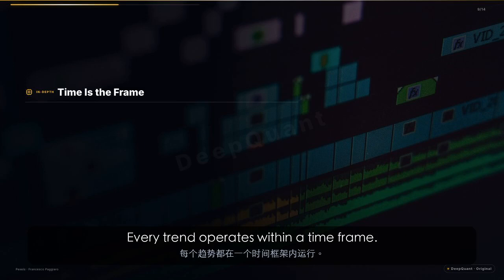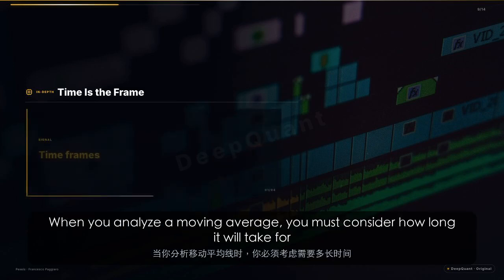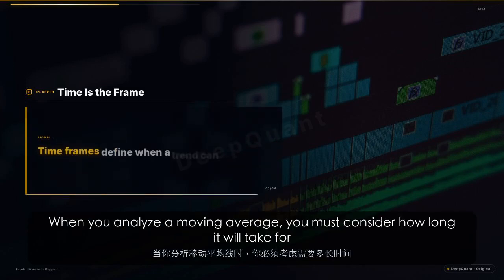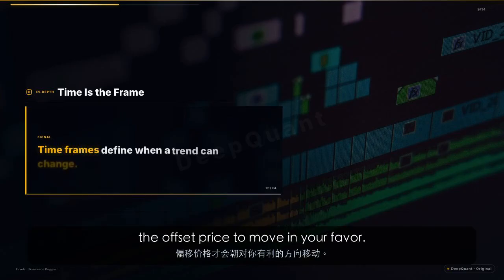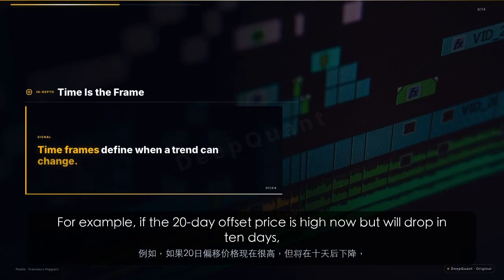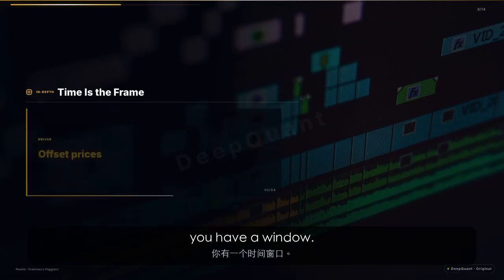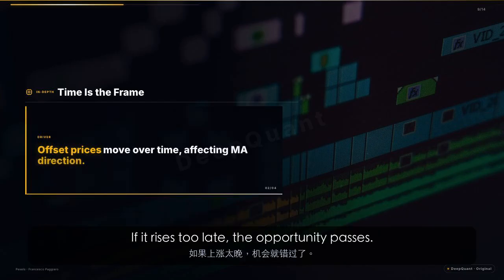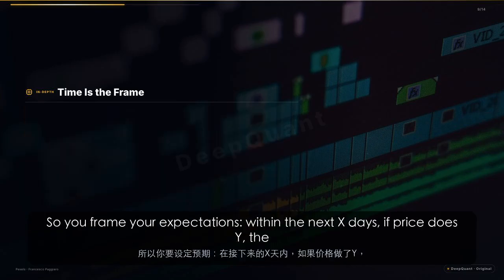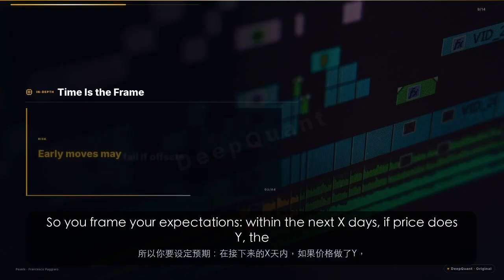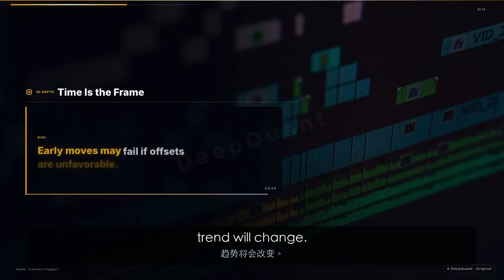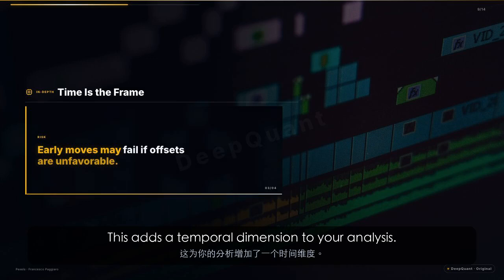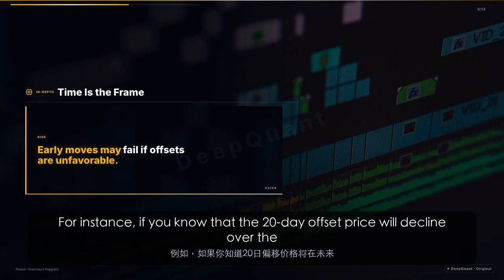Every trend operates within a time frame. When you analyze a moving average, you must consider how long it will take for the offset price to move in your favor. For example, if the 20-day offset price is high now but will drop in 10 days, you have a window. If the price rises too early, the MA may not turn because the offset is still high. If it rises too late, the opportunity passes. So you frame your expectations. Within the next X days, if price does Y, the trend will change. This adds a temporal dimension to your analysis.